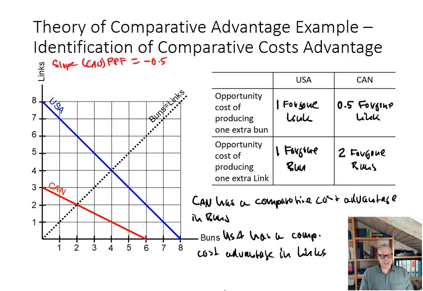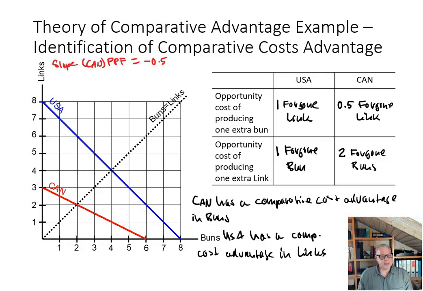So, okay, I hope it's not too complicated and maybe takes a little bit of practice, but this is very important. So what we do in identifying comparative cost advantages is we look at the marginal opportunity cost. And those marginal opportunity costs are reflected already in the slope of the PPF. But to be always on the safe side, it's good to make a table like this.